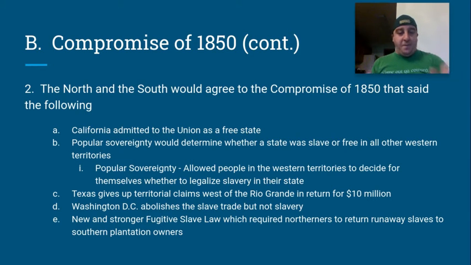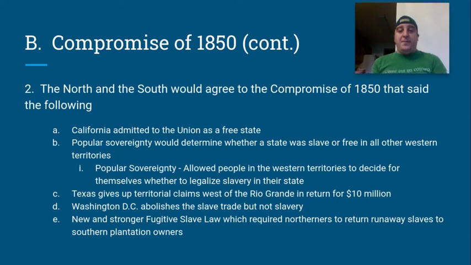So the popular sovereignty part of this compromise and the fugitive slave law part of this compromise are the two most important parts of this compromise, because those two things are really going to push people in the North to go from not worrying about slavery and just accepting that that's what the South is, to really trying to end slavery, because they're going to see how polarizing and how barbaric that system can be.